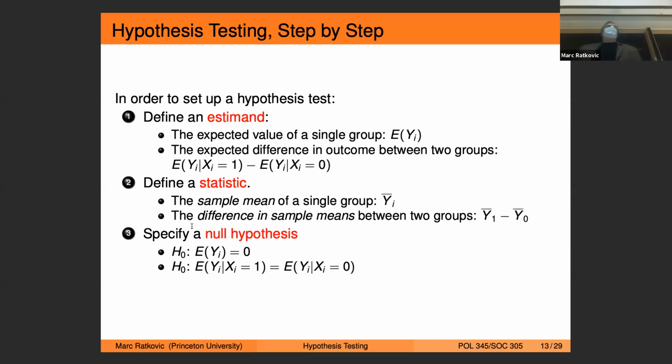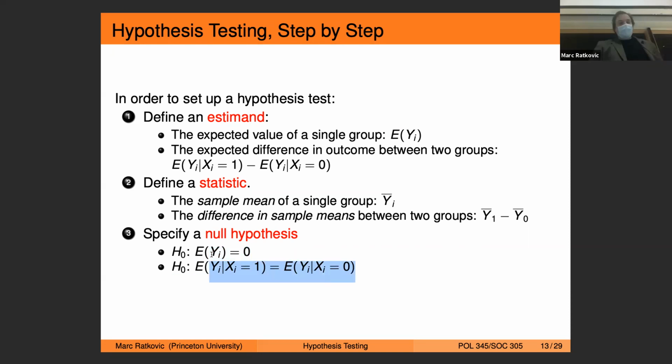In order to set up a hypothesis test, we walk through five steps. First, we define an estimand. The estimand is what we're trying to estimate. In this one-sample case, it's just the expression of some outcome; pay more attention to the two-sample case, where it's the difference in means between the treatment and control group. Then we define a statistic, which is the estimate. If you want to know the difference in means, the statistic is the sample difference: the outcome for one minus the outcome for zero. Then we apply a null hypothesis. The null hypothesis says I'm going to assume that the mean for the treated is the same as the mean for the control group.